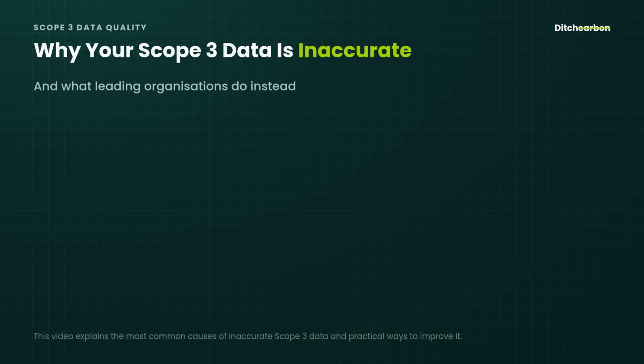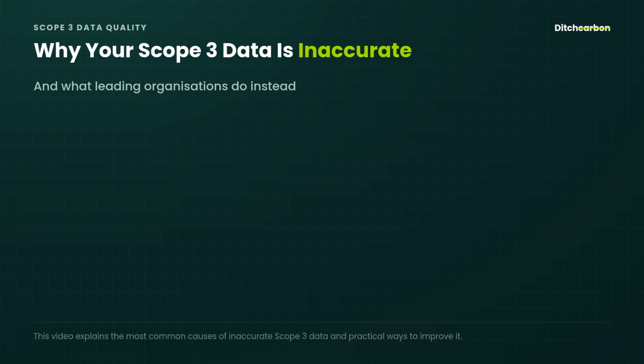Here's a question. What if your Scope 3 emissions report is wrong and you don't even know it? Not because someone made a mistake, not because the calculations are broken, but because the data going into those calculations isn't telling the full story. That's the reality for a lot of organizations right now.